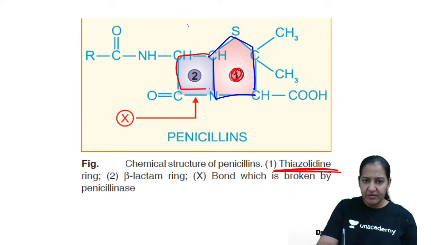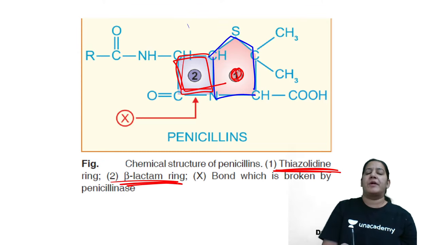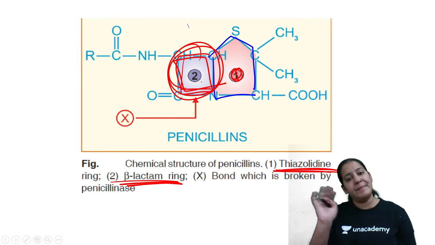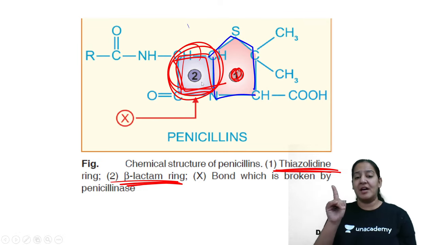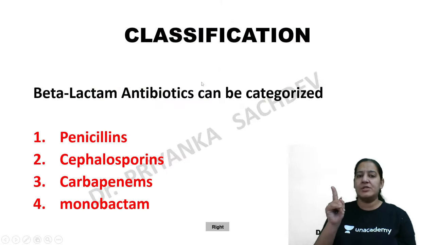And this ring with four corners, can you see this ring? This ring is the beta-lactam ring. So all the antibiotics which have this beta-lactam ring are beta-lactam antibiotics. The beta-lactam ring is important for showing antibacterial activity. This ring is very important.